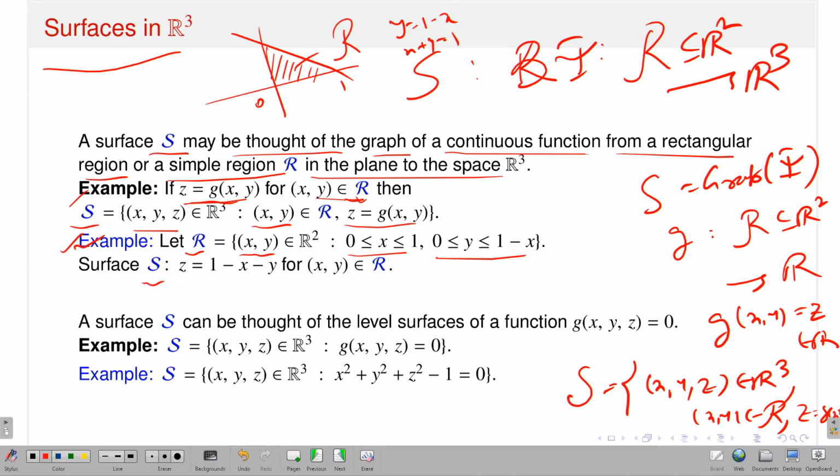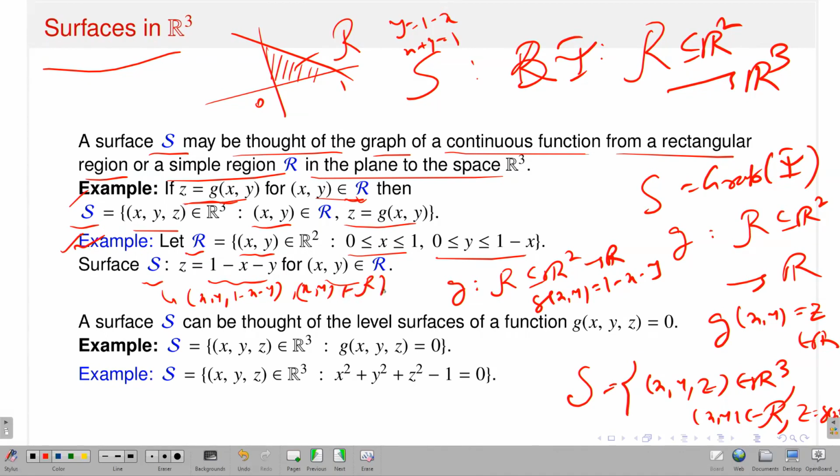And what is my surface? My surface is z, which is exactly equal to 1 minus x minus y, with xy belonging to R. That means what is my function g? My function g is a map from R2 to R, and g of xy is nothing but 1 minus x minus y. That's the function. So the surface is nothing but x comma y comma z, where z is 1 minus x minus y, and x comma y belongs to R. So that is the surface. That is another example.